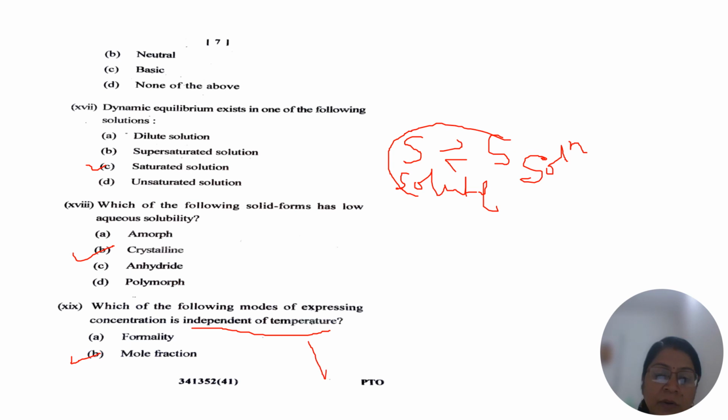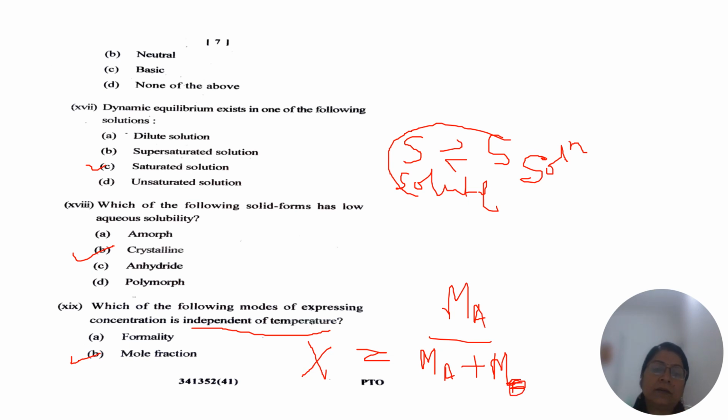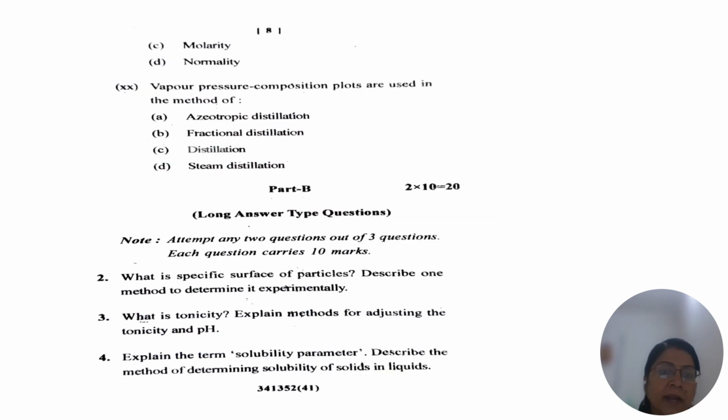Mole fraction is denoted as xi, and xi is equal to the moles of solute, suppose moles of A, over the total moles. Suppose there are two components, A and B, so total moles of A and B. It is independent of any volume factor, so the answer will be mole fraction. Mole fraction is the only one independent of temperature; formality, molarity and normality are all dependent on temperature, because all have volume as a factor in the equation.